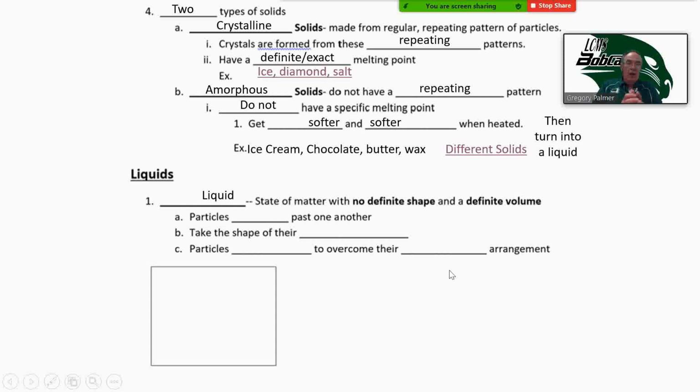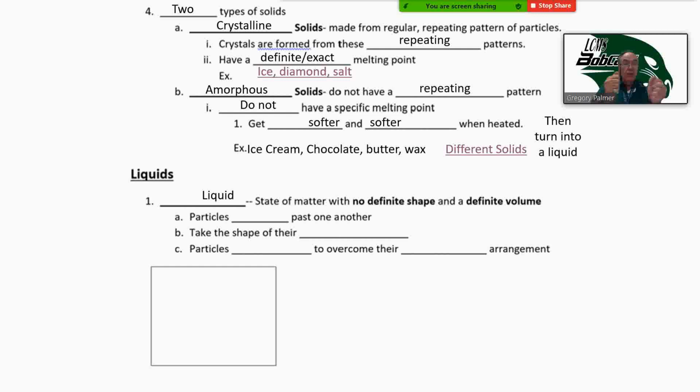Now, we started off with that solid where all the particles were bonded together and there were springs holding each one. And we said those springs represent the connections between the particles. And as the particles are cold, they're not vibrating very fast. And as they get heated, they vibrate faster and faster and faster.